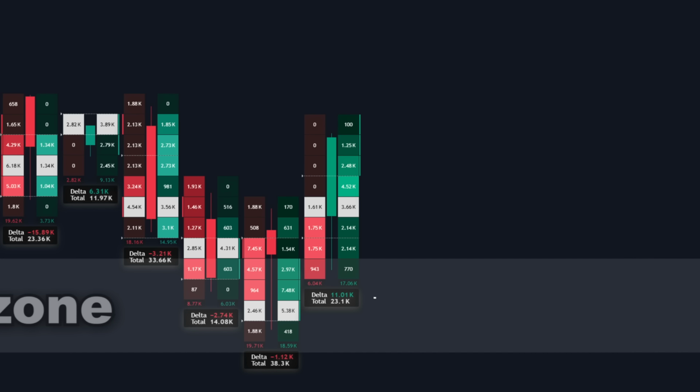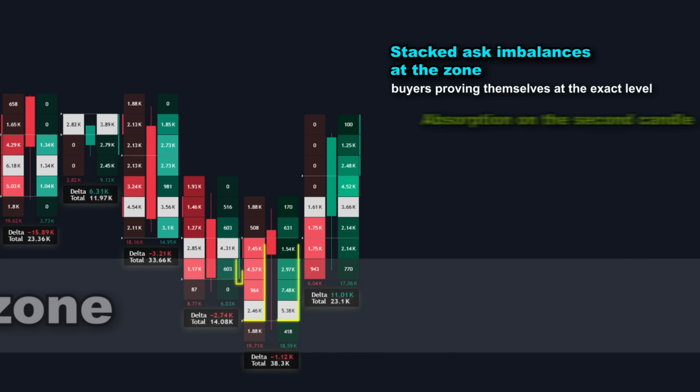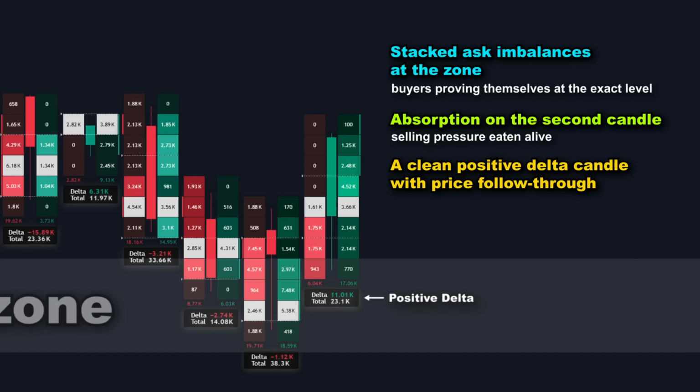Third candle opens. Delta flips. Buyers won this candle. Price is responding, actually moving up, not just bouncing within the range. No absorption this time. The buying pressure is translating directly into upward movement. 3 green lights. Delta divergence on the way down. Sellers losing conviction before price even stopped. Stacked ask imbalances at the zone. Buyers proving themselves at the exact level. Absorption on the second candle. Selling pressure eaten alive. Then a clean positive delta candle with price follow through.